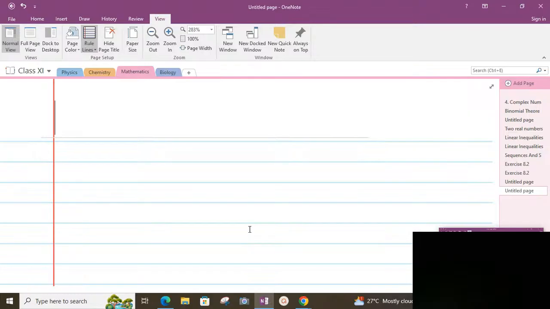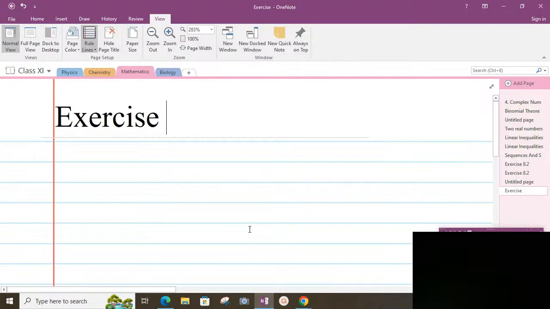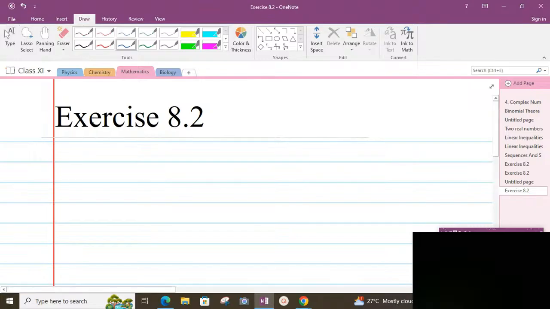In this class, I am going to solve the questions of exercise 8.2, subject mathematics, class 11. In the last class, I have solved up to question number 5. In this class, I am going to start to solve the questions from question number 6.